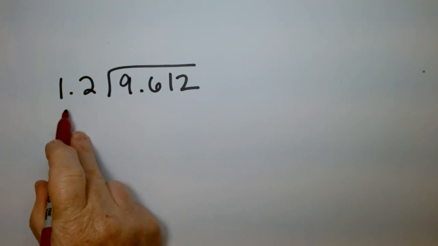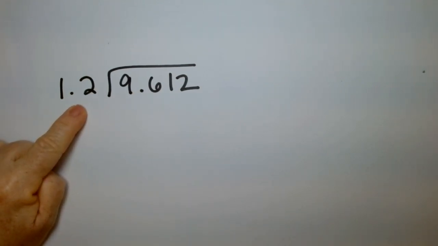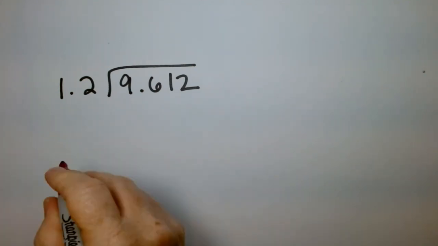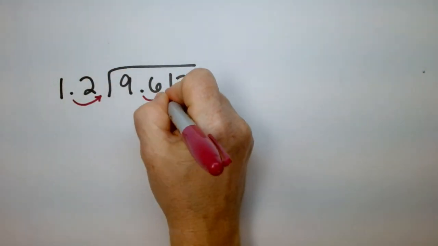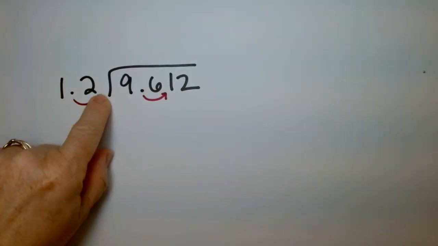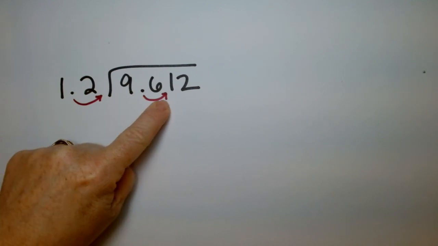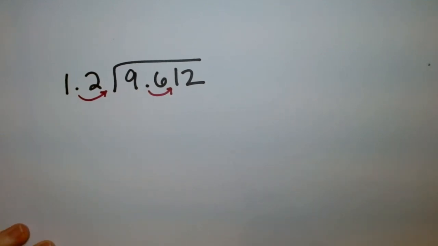All right. I don't know my 1.2 times tables. I don't know about you, not one that I memorized. So what I'm going to do is I'm going to adjust this problem. I am going to move that over because I do know my 12s times table. So if I move this over one, I also have to move this over one. Okay, so let's rewrite the problem so it's clear.